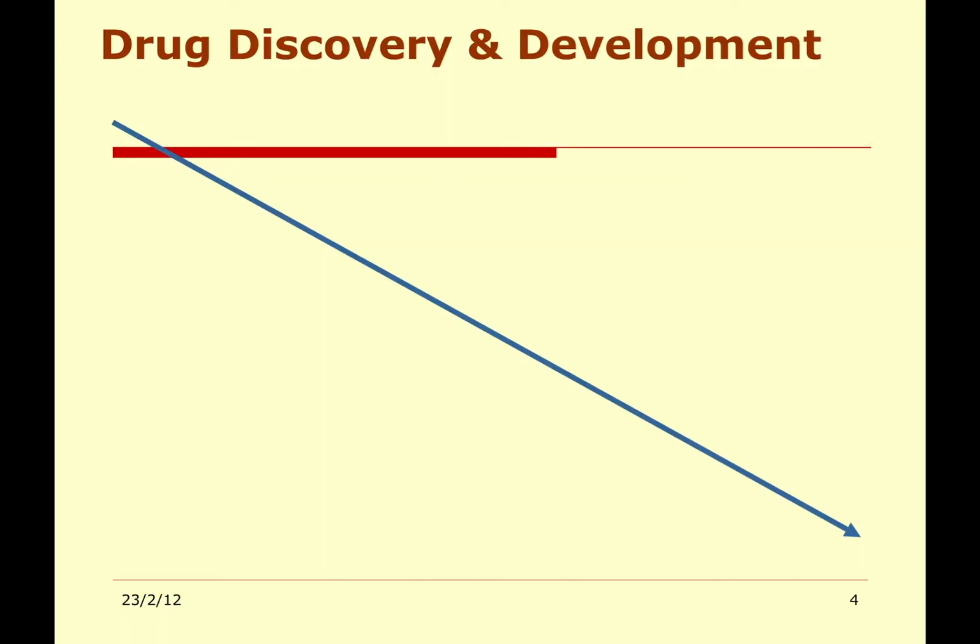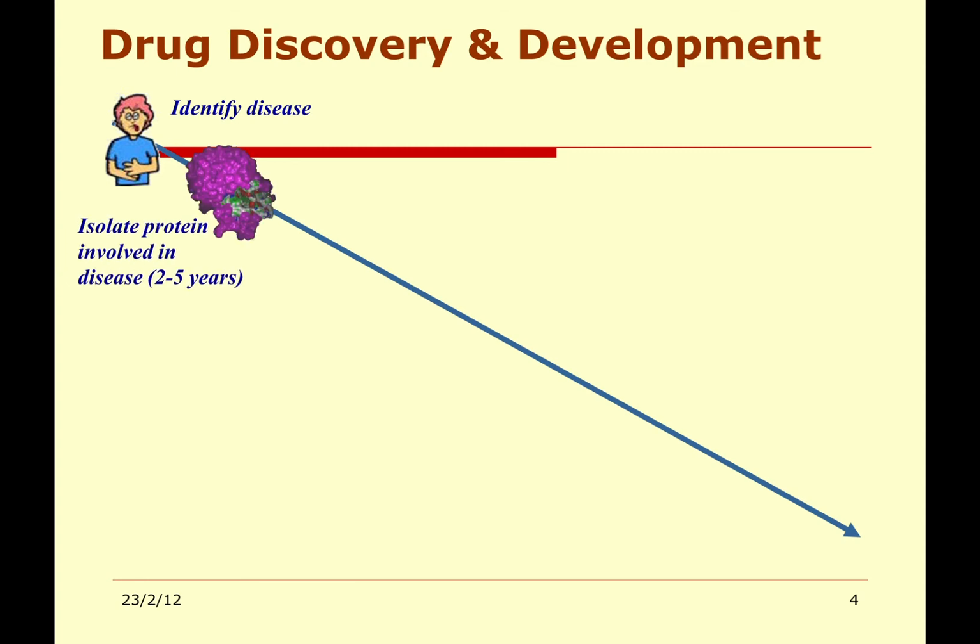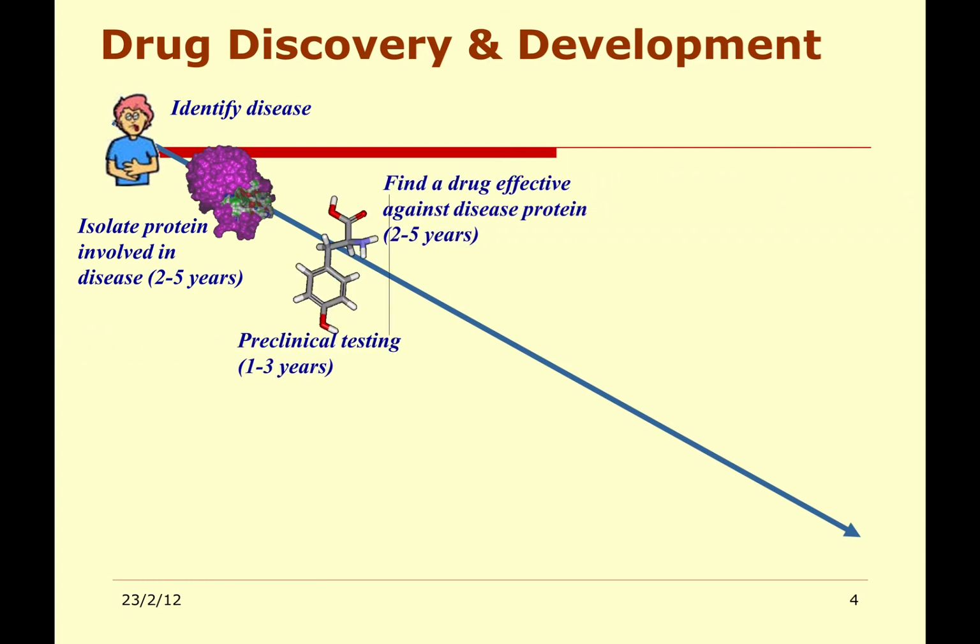Let us see the discovery and development. You first identify the disease and the real structure involved in the disease. You can call it a receptor or whatever biological structure it is. Then you try to find an effective drug which can really modulate the disease process, and for that you work for 1 to 3 years, or up to 5 years, through preclinical trials. You still don't go to human beings.